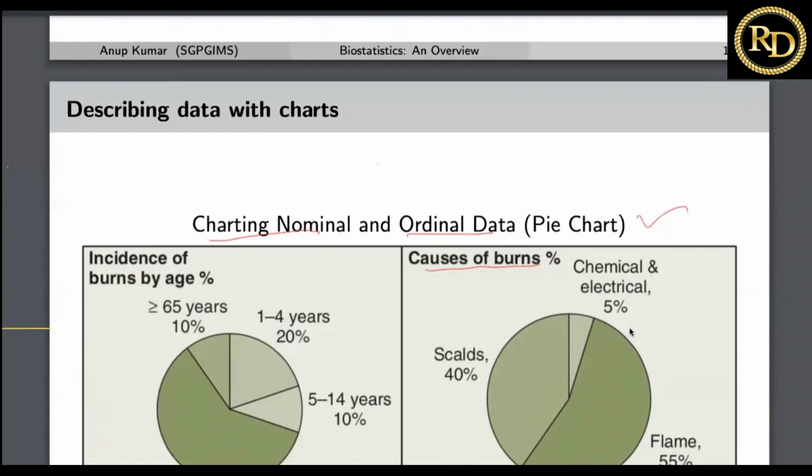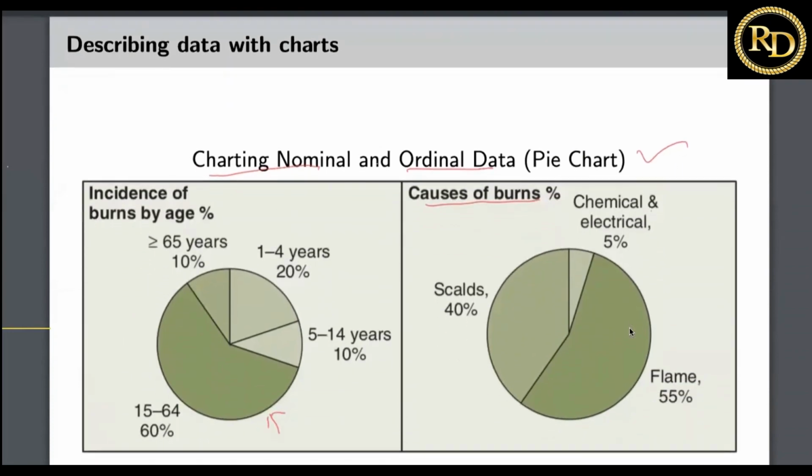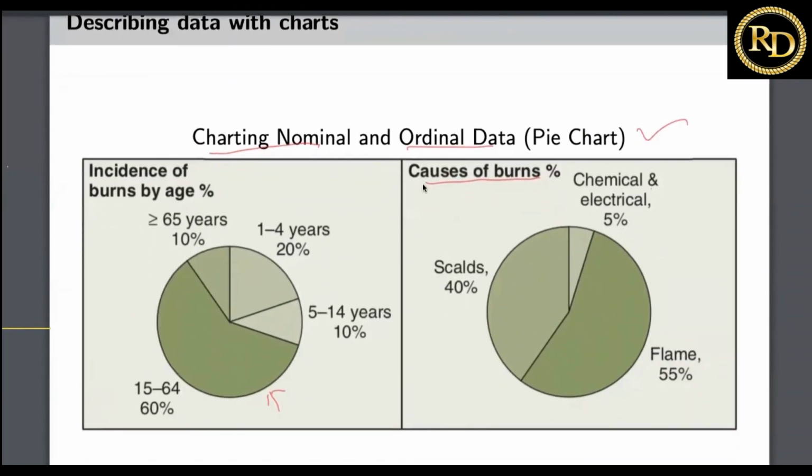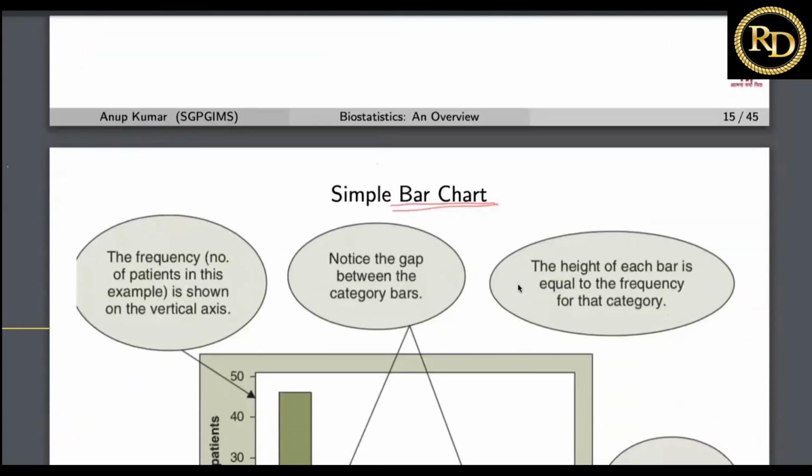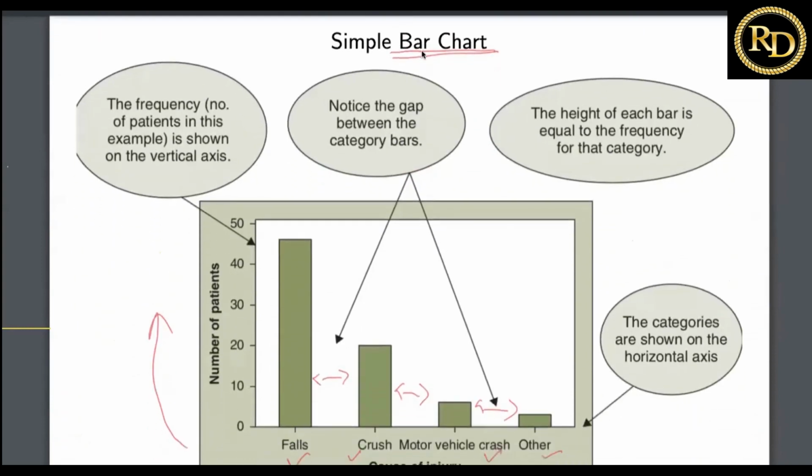Now, describing the data with charts. If your data is nominal or ordinal, you can present your data with the help of the pie chart. Here you can see this example, incidence of burn by age. This is an ordinal variable, and the data can be presented with the help of the pie chart. You can also present this data by a simple bar chart. A categorical variable can also be presented by a simple bar chart.